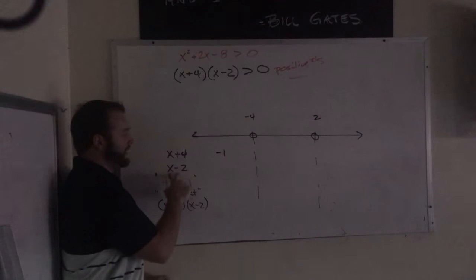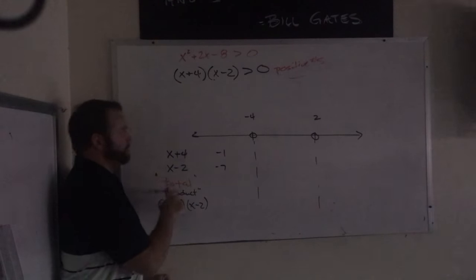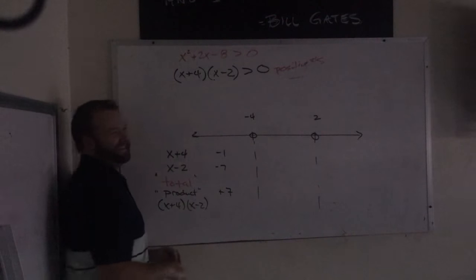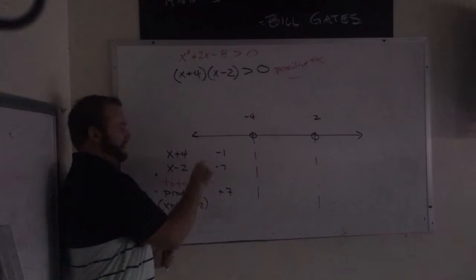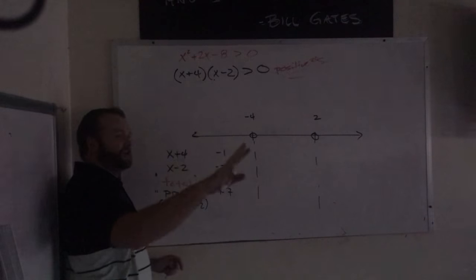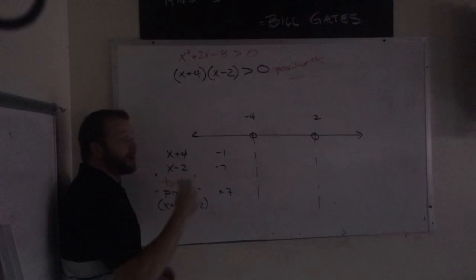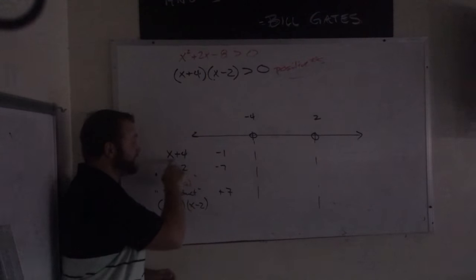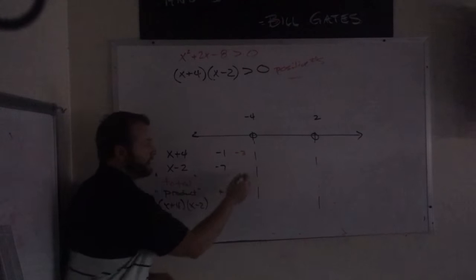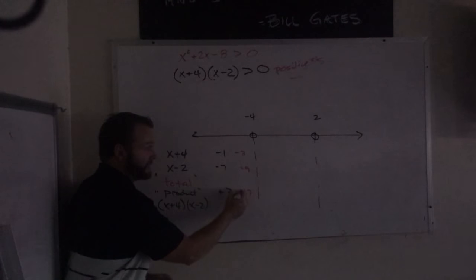What do I get if I plug -5 in right here? -1. What do you get if you plug in -5 right here? -7. Okay. What do you get when you multiply -1 and -7? You get +7. Okay. So I think Fami gave us -5, right? Somebody give me another number over here. -7. Okay. What's -7 plus 4? -3. What's -7 minus 2? -9. When I multiply those, what do I get? 27. What's the positive though, right?